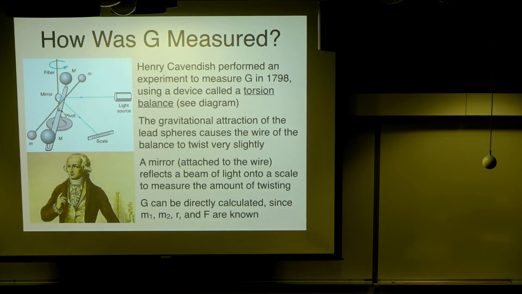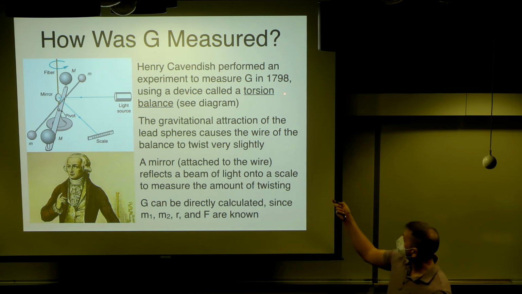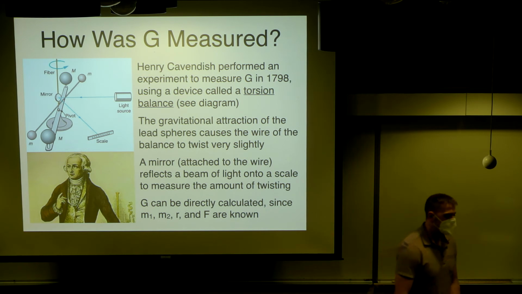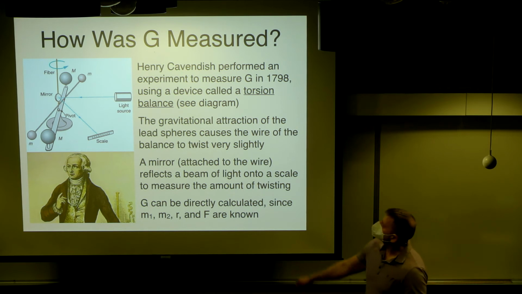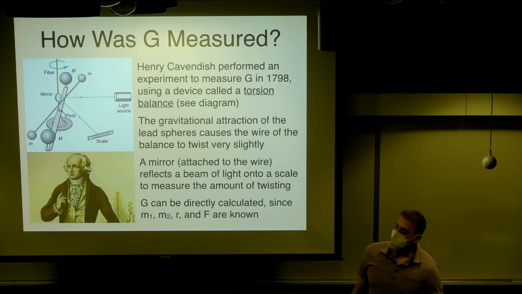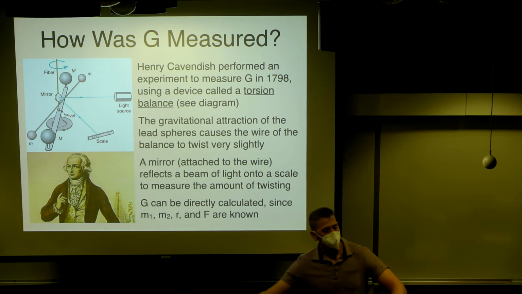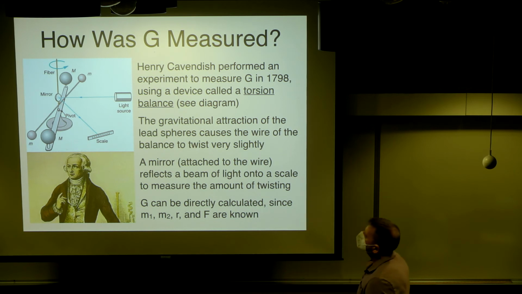All right. I'm going to tell you a little bit about how this number G was measured. This is called the Cavendish experiment. It was an experiment performed by Henry Cavendish in the late 1700s, 1798. Basically, the goal of this experiment was to measure this number, big G, which tells us how strong the force of gravity is.